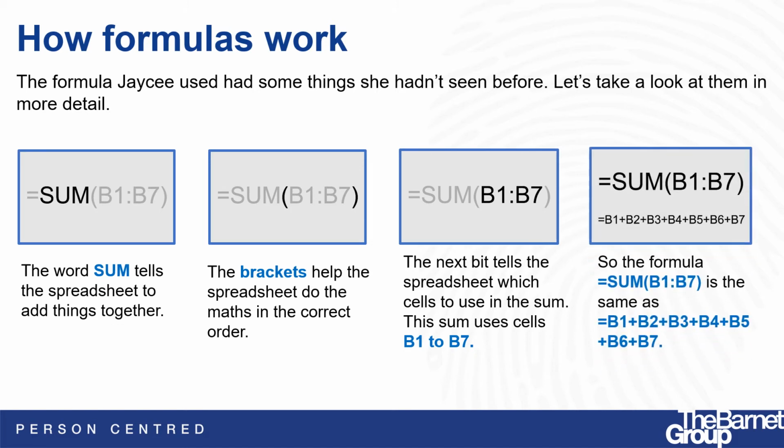So the formula equals sum open bracket B1 to B7 close bracket is the same as B1 plus B2 plus B3 plus B4 plus B5 plus B6 plus B7.